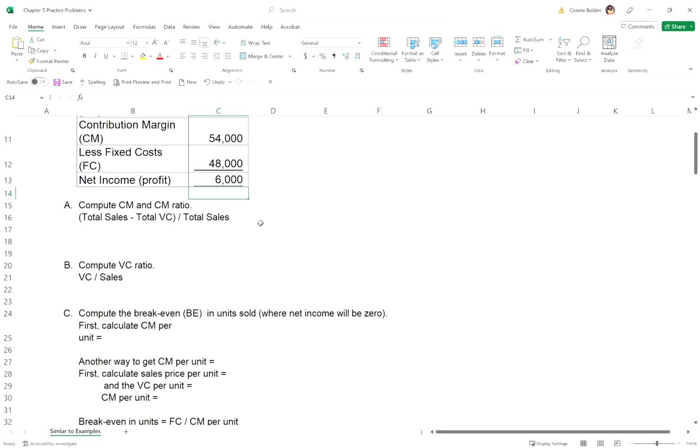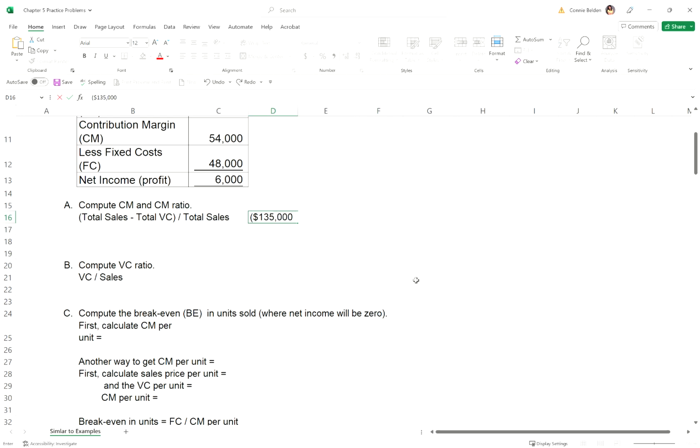So let's start with question A. Question A wants you to compute the contribution margin, and this will be in total. We'll do it per unit later when we do letter C. And to get the contribution margin as a ratio, that's as a percentage of sales, I can actually do it as one formula here. Total sales minus total variable cost gives me my contribution margin, which I actually did calculate in the income statement. So 135,000 in sales minus 81,000 in variable cost equals 54,000 as our total contribution margin.